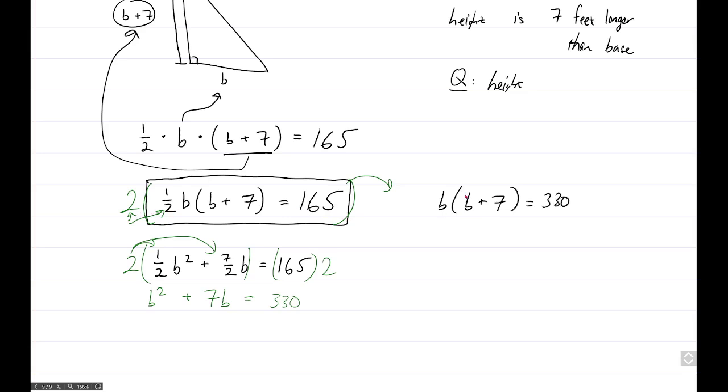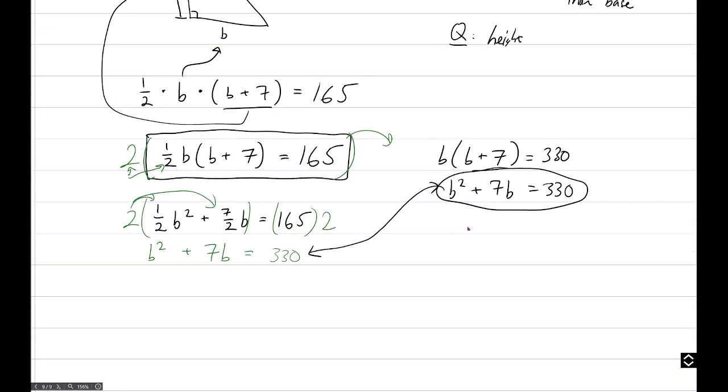And then in this case, distribute this b, and I have b squared plus 7b is equal to 330. And you'll see that this equation is the same as this equation. So you'll get to the same middle spot of this problem, whichever of these two ways you do it. There are actually other ways to think about this, but these are two very popular options to get to at least this spot.